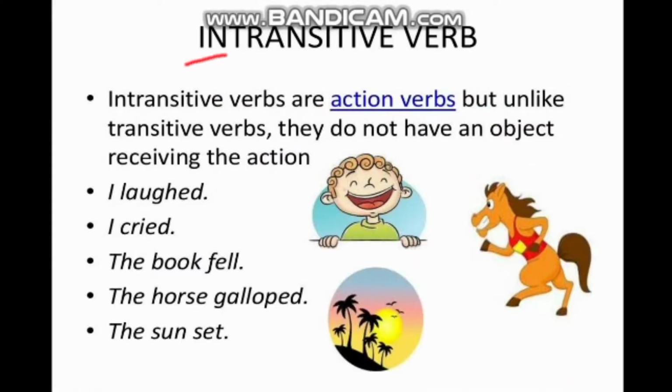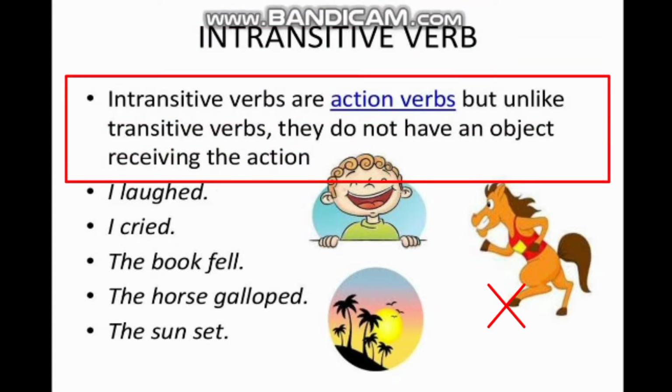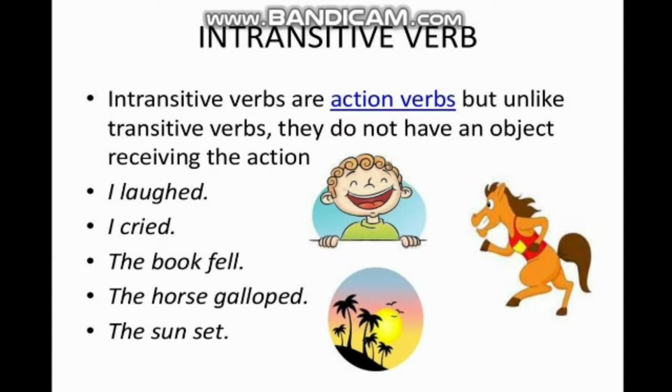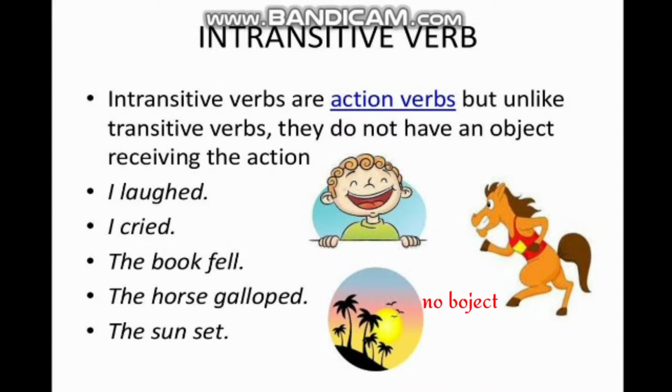Intransitive verbs are action verbs, but unlike transitive verbs, they don't have an object receiving the action. In simple words, it is a verb that does not have any object. We have some intransitive verbs like live, die, love, cry, run, sleep, sit, stand. For example, the old man laughed loudly. So here, laughed is an intransitive verb because it has no object.